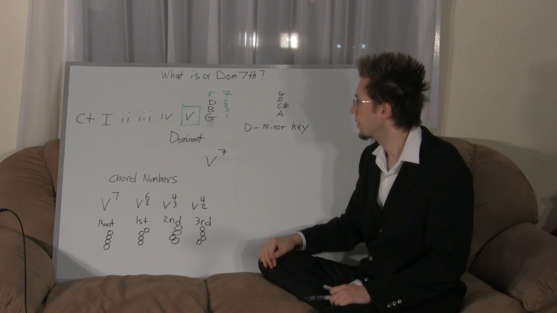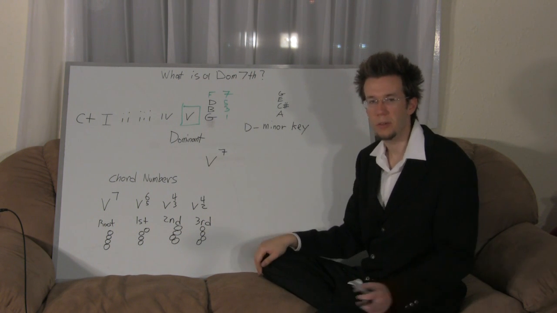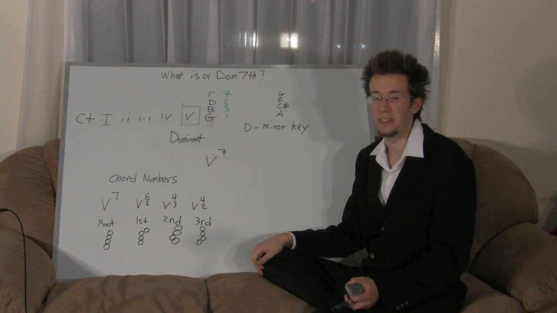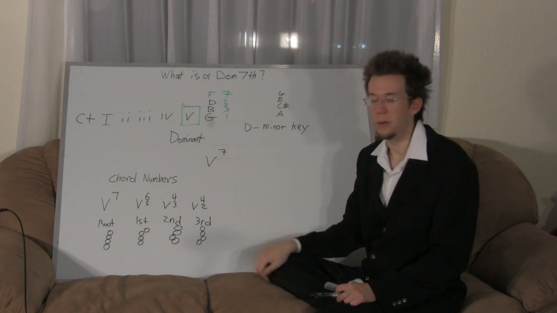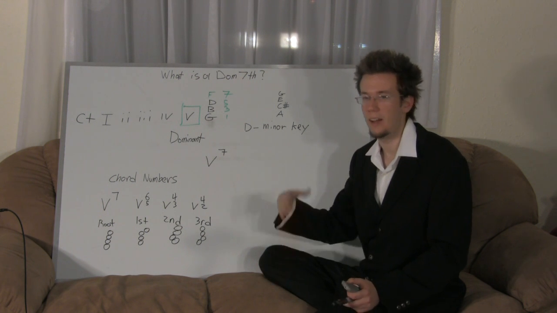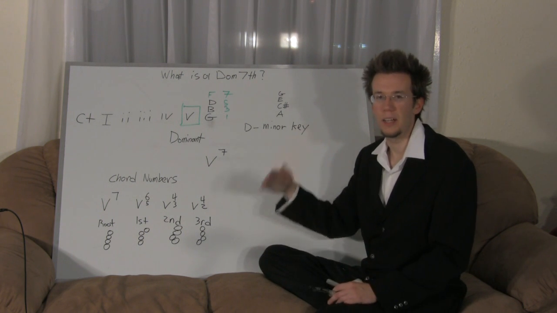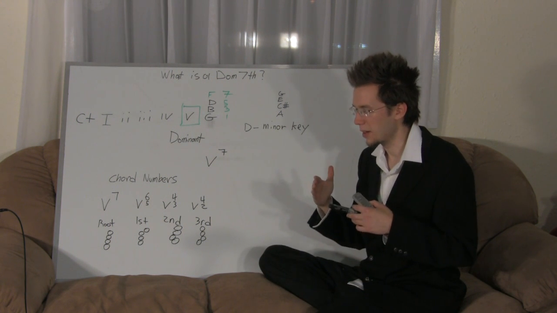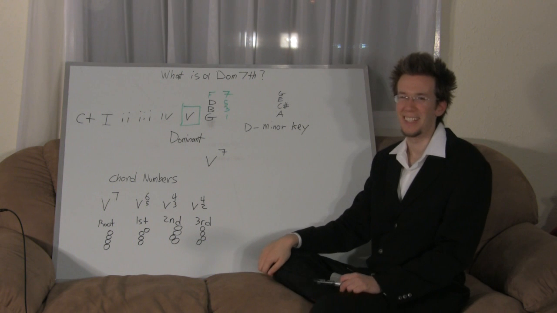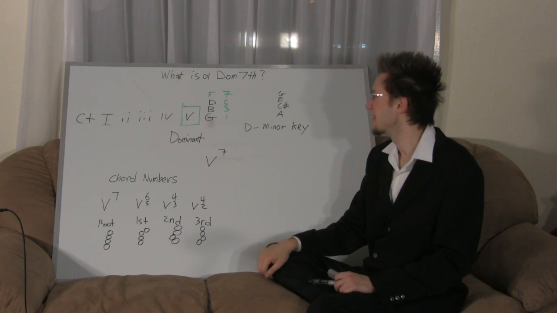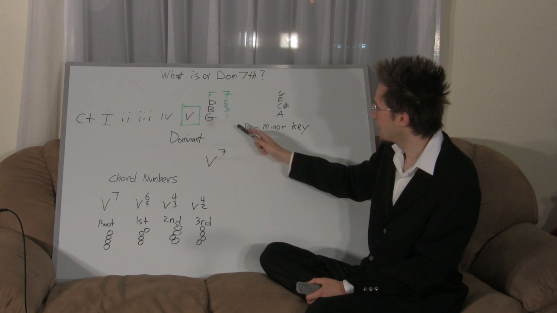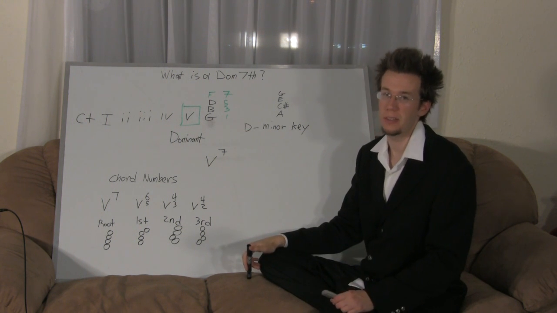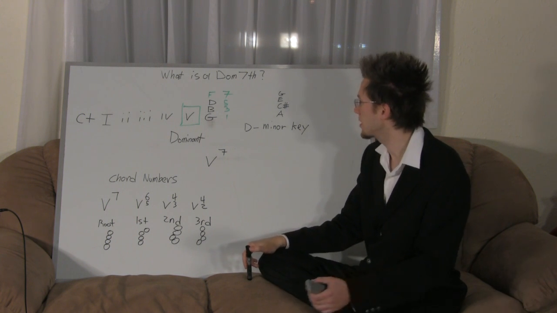Now, the dominant chord isn't some special chord that's the only one in the entire world that can have a seventh. All of these chords can have sevenths. They can have ninths, they can have 11ths. They just keep going up. Those are less common. Basically, these are just the most common seventh chords that you're going to run into, so that's why we teach them first.